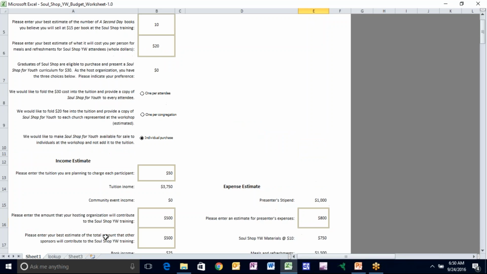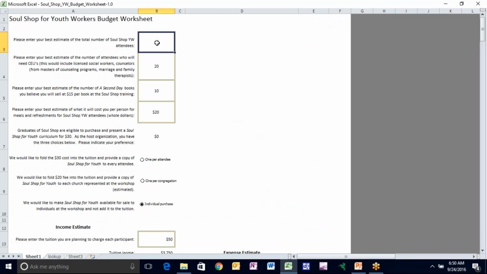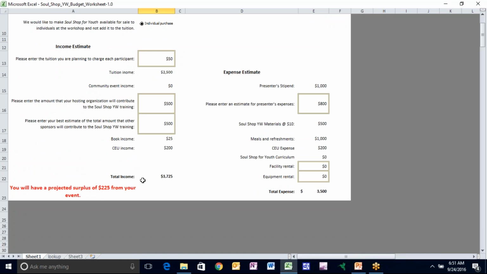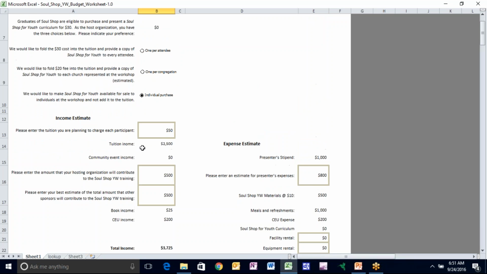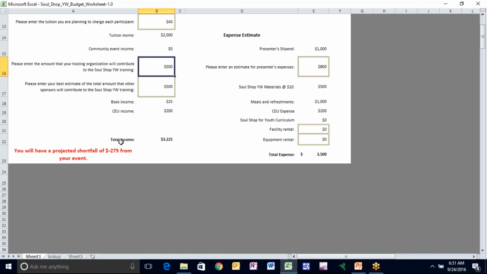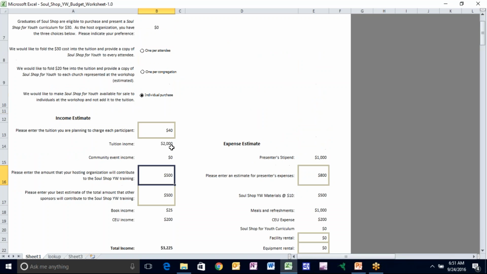So you can see over here at the bottom in red, the surplus that you're going to have from your event is about $725. Let's say you don't do quite as well in terms of attendance, and it's 50 people instead. Then your surplus drops down to $225. Let's say you don't want to charge people 50, you want to charge them 40, and then you're going to lose about $275.